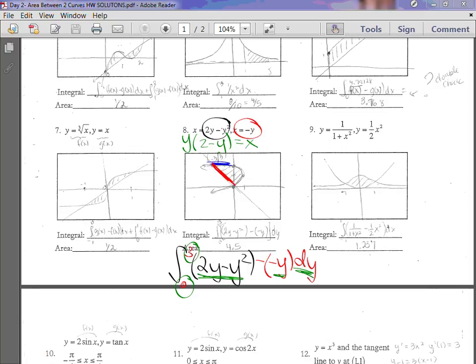But then, once I come past here, it changes. This is my top function, and I now have a different bottom function. So we could do dx, but you're going to have to rewrite this in terms of x, and you would have then this integral plus this integral. So you can do it that way, it's just you're going to have two different integrals.